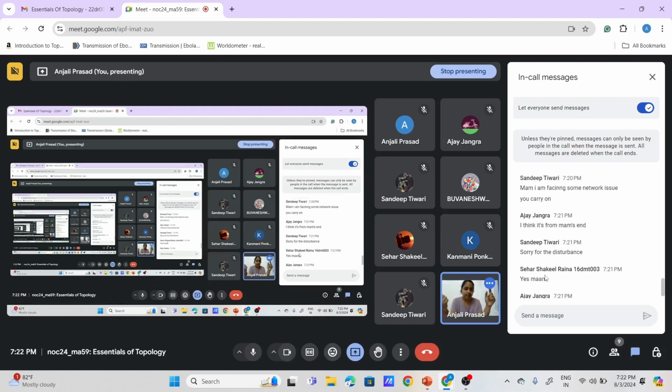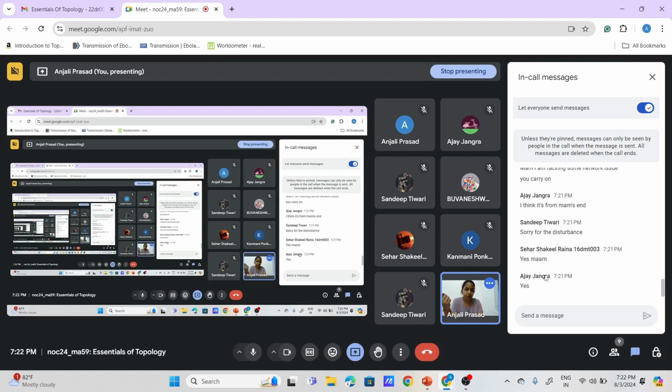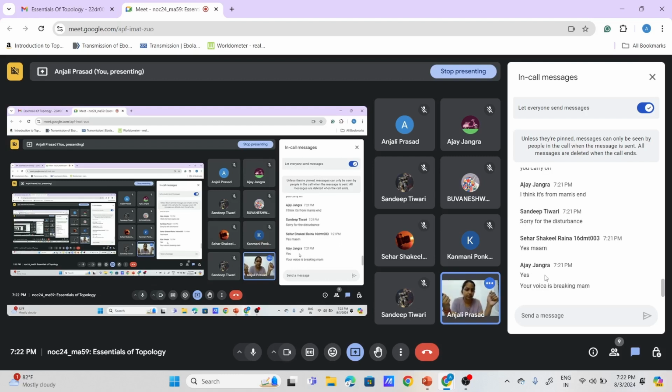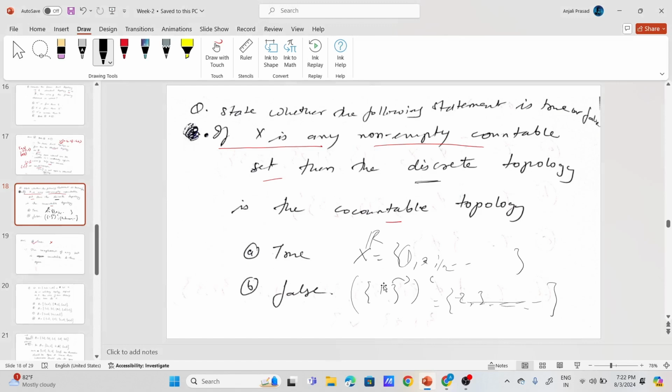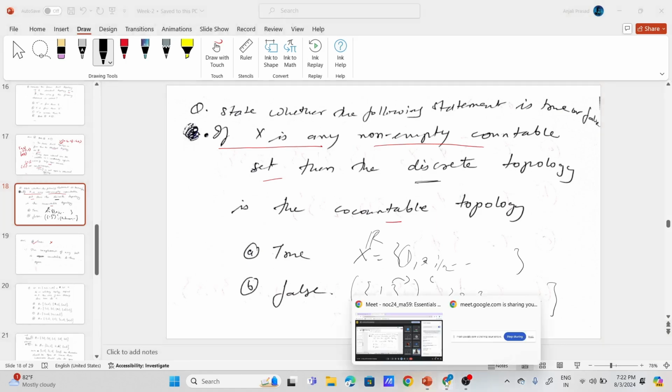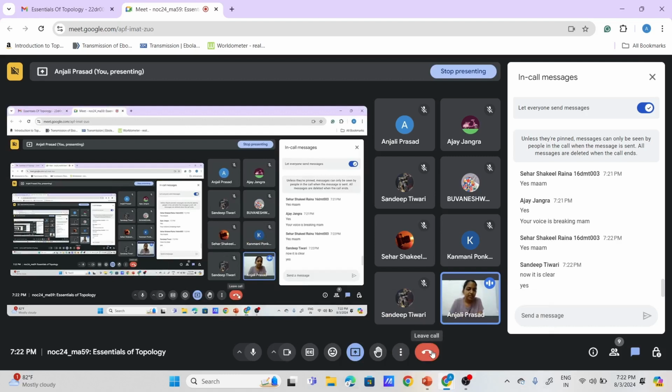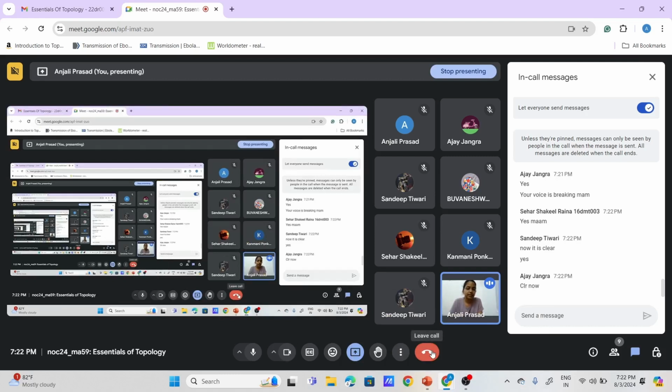Now let's consider X as the real number set. Let's go one by one. So we are taking X as the real number set. Let me just fix my audio. Am I audible now? Okay, so let's take one by one. Let's consider your X as the real number set.